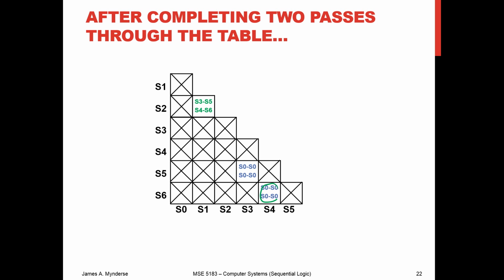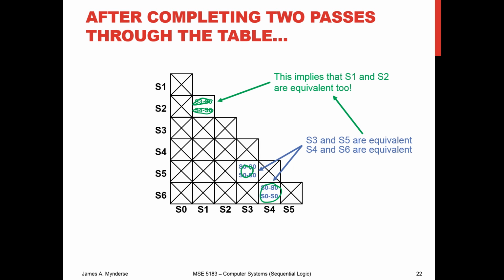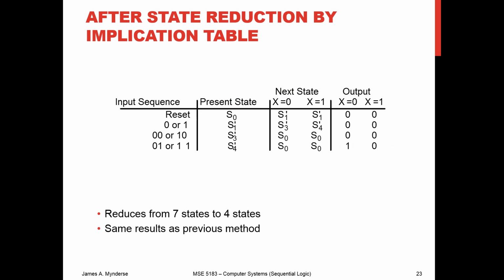And if you look at these states, they're all the same. Well, if those are all the same, then we must be able to combine them. And if we can combine them, then S4, S6 are combined, S3, S5 are combined, then these have the same next states as well. So S3 and S5, S4 and S6 are equivalent. S1 and S2 must also be equivalent. And so we get our state reduction. So in this case, we went from 7 states down to 4 states. It's exactly the same results as the previous method. It's just a different way to visualize it.